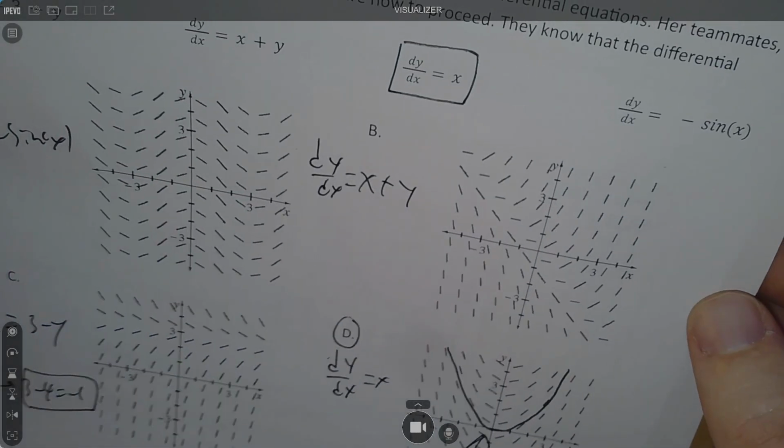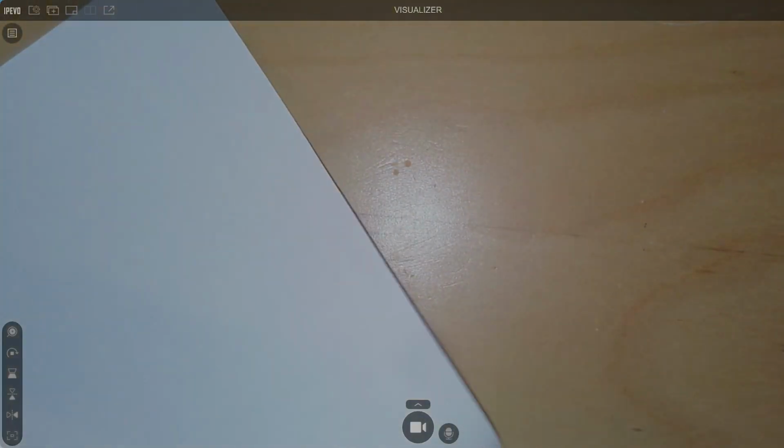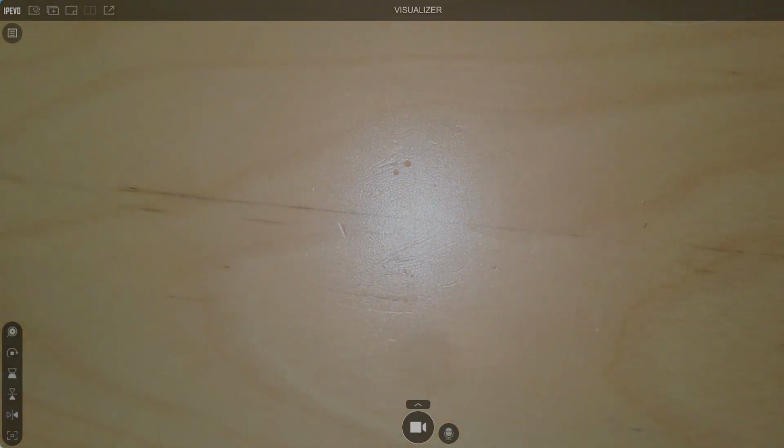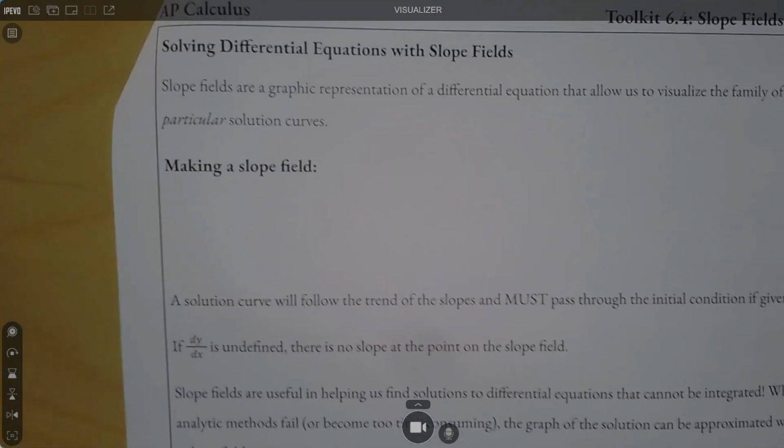All right. Good. Well, that's the classwork pretty much. I hope that makes sense. Let's do the toolkit. I'm on the last page of the toolkit, 6.4 slope fields.